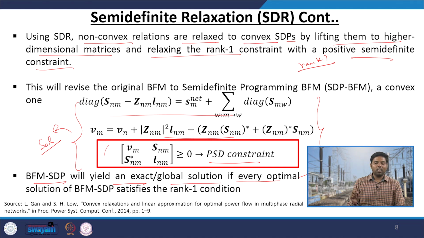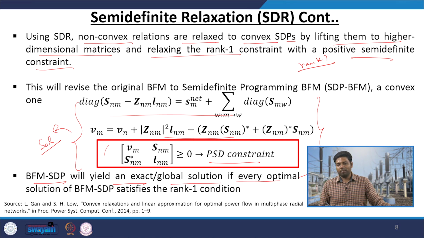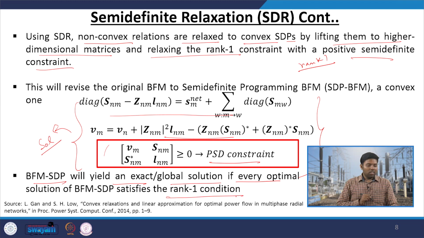So, if that does not satisfy, then your relaxation is not proper, then it is not feasible. If your solution satisfies the rank 1 condition, that means after getting the solution you put that in that matrix and see whether your matrix is rank 1 or not. If it is, then you can say that your branch flow model semi-definite programming is an exact convex relaxation. That means you are not compromising with your solution.